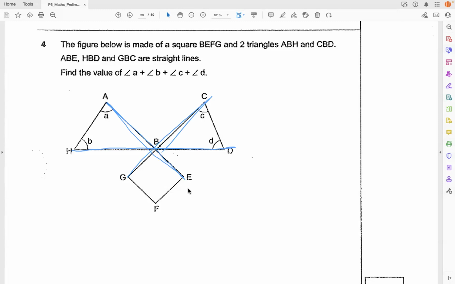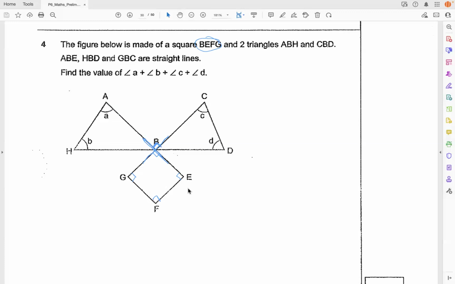Straight line is important. It tells you angles on a straight line is 180 degrees. So whenever a question tells you it's a straight line, it means that angles on that line add up to 180 degrees. Okay? So this is a square, so this has to be 90 degrees. BEFG is a square, so this is 90 degrees. You notice this is a cross, right? Opposite angles are equal, so this has to be 90 degrees also.